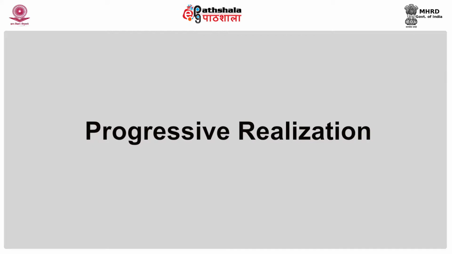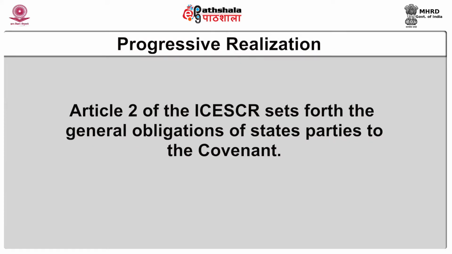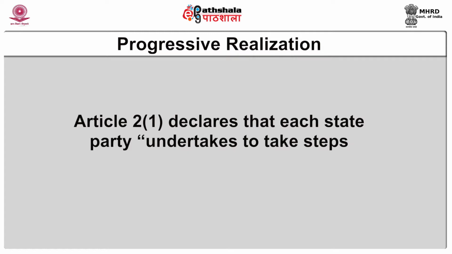Progressive realization. Article 2 of the ICESCR sets forth the general obligation of states parties to the covenant. Article 2.1 declares that each state party undertakes to take steps, individually and through international assistance and cooperation, especially economic and technical, to the maximum of its available resources. In other words, rights set forth in the covenant are subject to progressive realization by state parties.